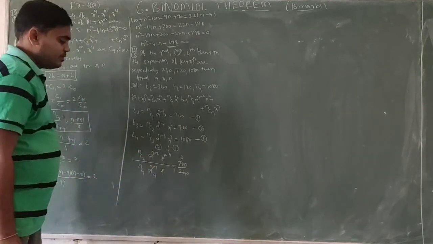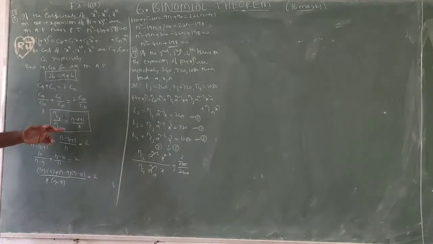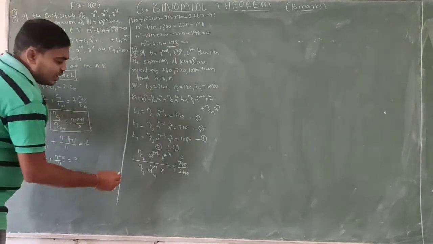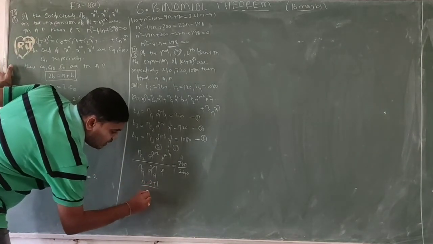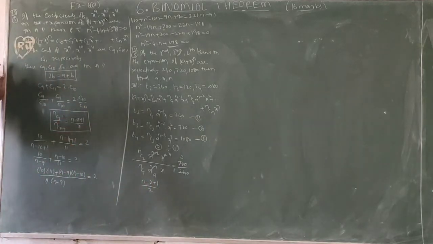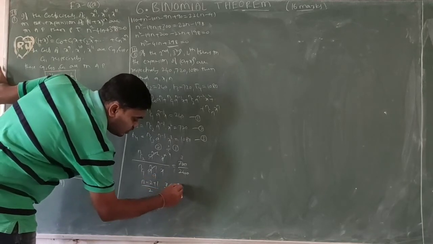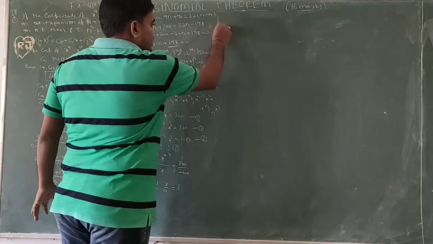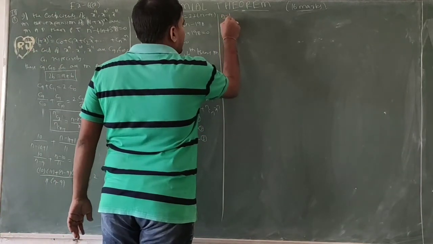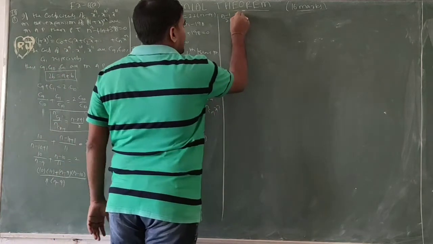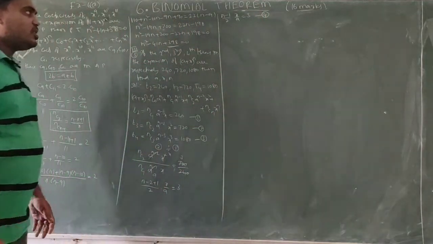Now use the NCR by NCR minus 1 formula: n minus r plus 1 by r. So n equal to n, r equal to 2, so n minus 2 plus 1 by 2, that is n minus r plus 1 by r, into numerator x, denominator a, which is equal to 3. Now n minus 1 by 2 into x by a equal to 3. This is equation number 4.